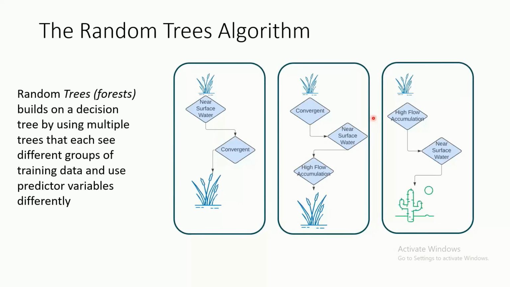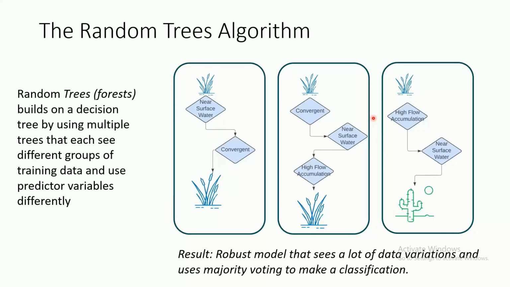And then the jump from there to go from a decision tree to random trees, or a forest of decision trees, is that instead of just using a single decision tree, this algorithm uses multiple, and each of those trees is going to see a different subset of your training data, and it's going to decide to use those predictor variables a little bit differently. And by implementing this kind of add-on, the result is that you're going to have a more robust model that sees a lot of variations of your training data and is going to use a majority vote between the different trees before it makes the classification.